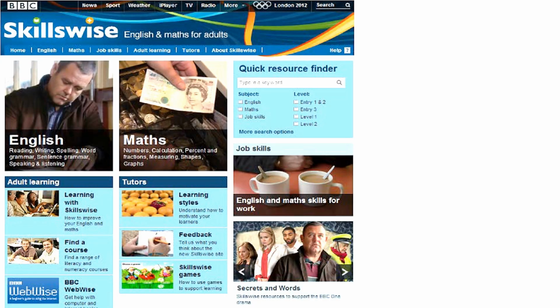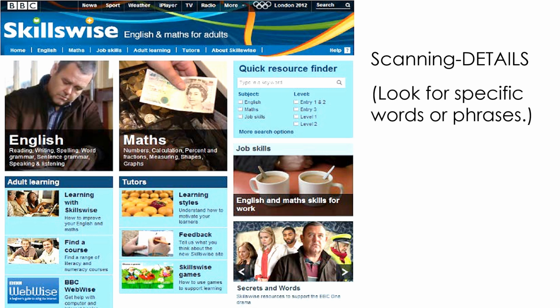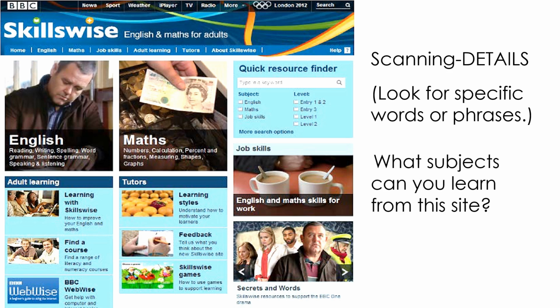I have here the same website interface, but our purpose is to scan for details. Here we're going to look for specific words or phrases. The question is, what subjects can you learn from this site? Okay. Very fast. Headings, English, Maths. So you have here in English, reading, writing, spelling, word grammar, sentence grammar, speaking and listening. Then for Maths, you have your numbers, calculation, percent and fractions, measuring, shapes, graphs.